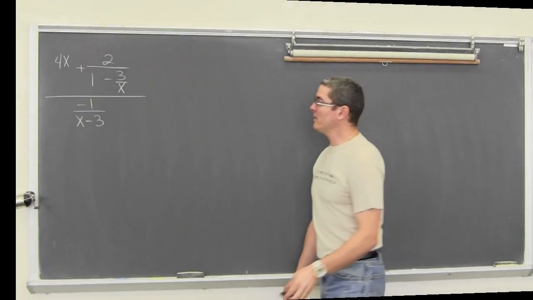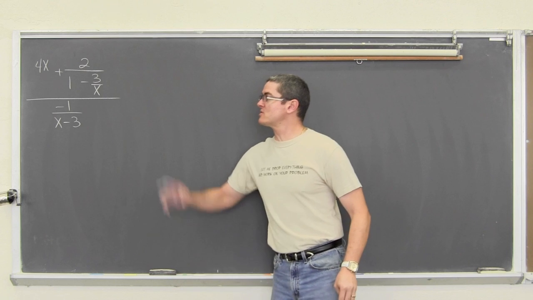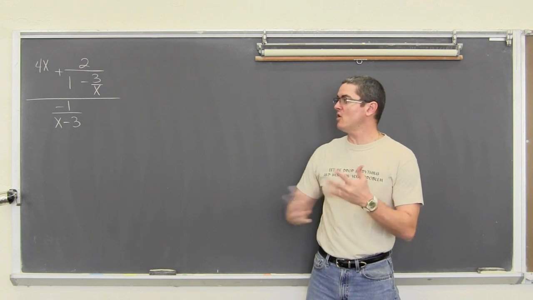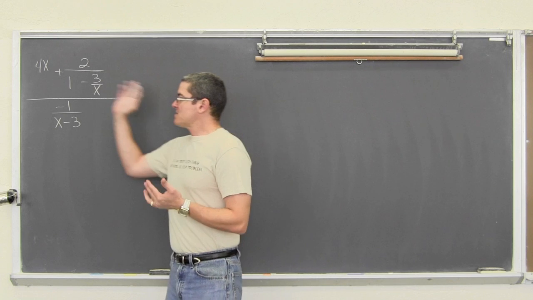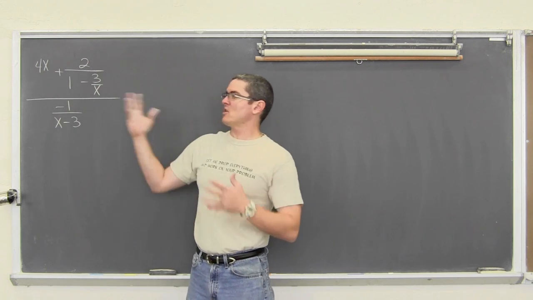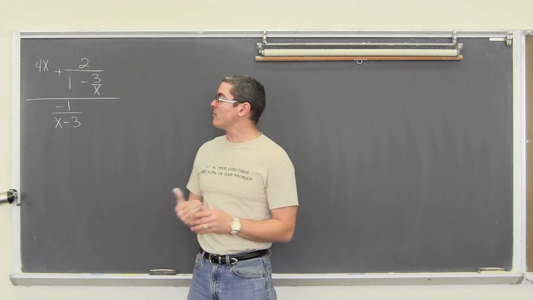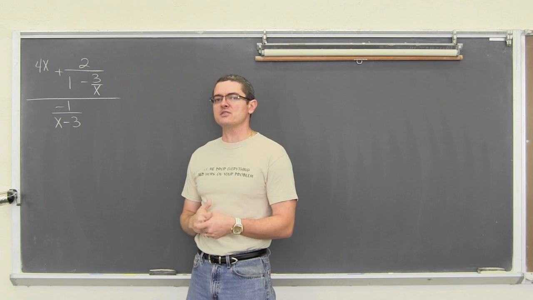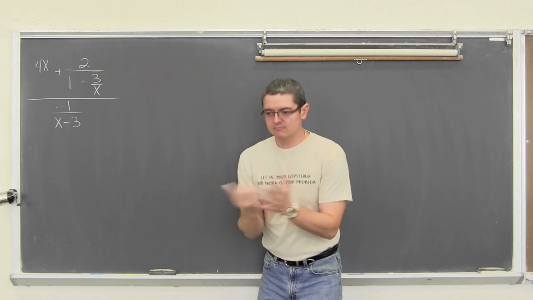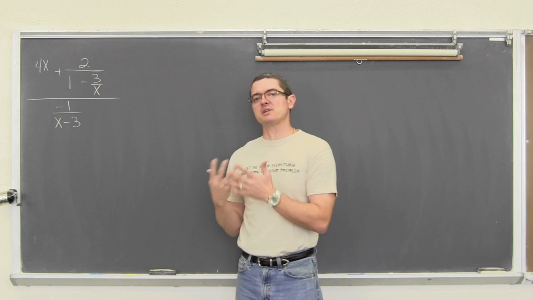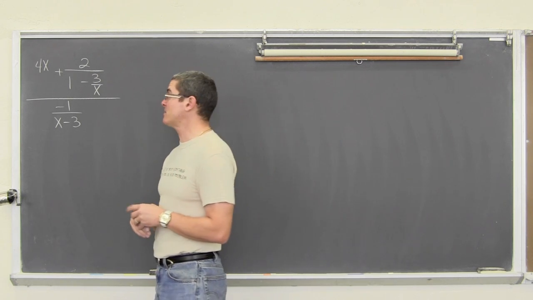Here's your last example. We have 4x plus 2 over 1 minus 3 over x, over negative 1 over x minus 3. Simpler sort of terms and expressions within every little piece of the problem, but a lot more fractions. And all this really means is we're going to have to find common denominators and put these terms together in a couple of steps as opposed to just one like some of the other previous problems.